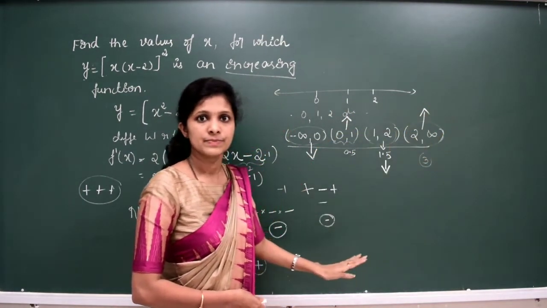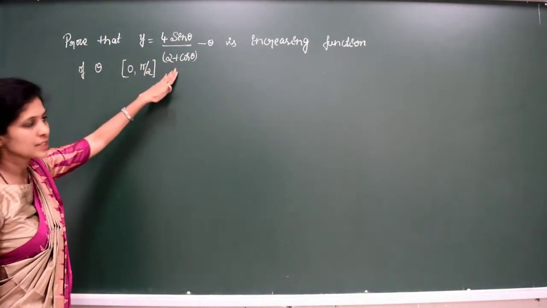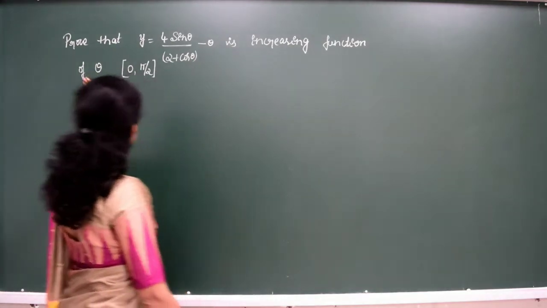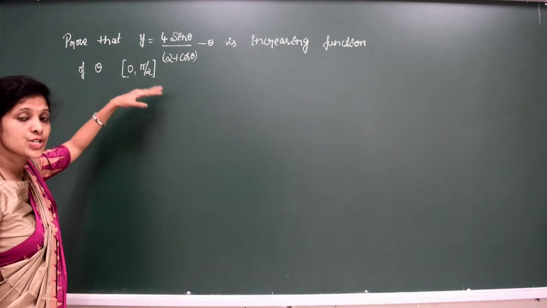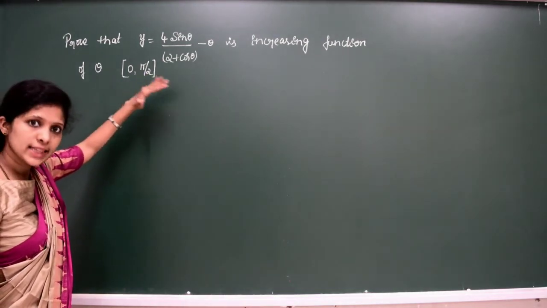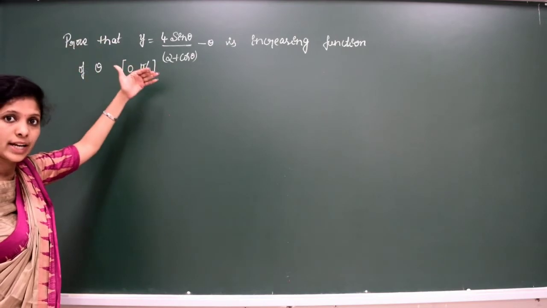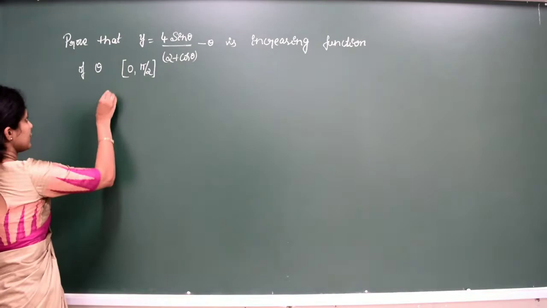Is it clear? Next problem is: prove that y is equal to 4 sin theta divided by 2 plus cos theta, minus theta, is an increasing function of theta. So here theta is there. You have to differentiate this function with respect to theta, and you have to prove this is an increasing function. I mean you have to show that dy by d theta is greater than 0. Is it clear? Now we will differentiate this one.